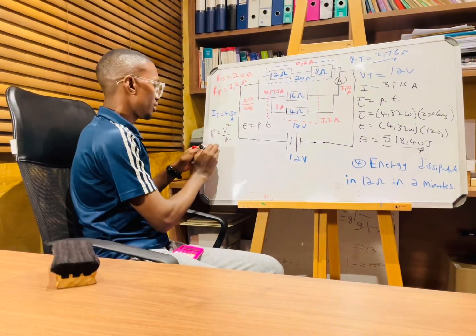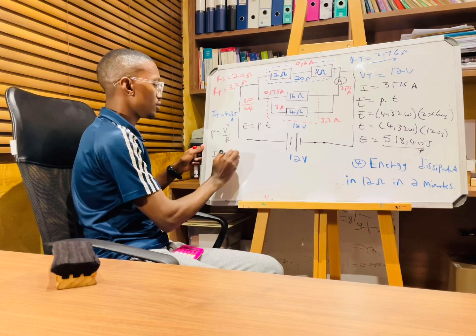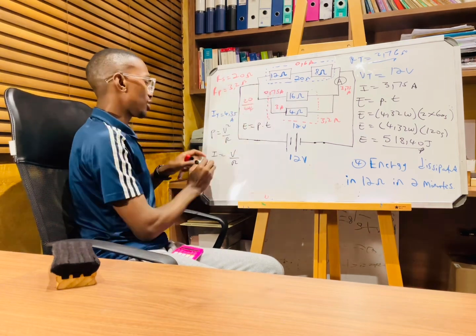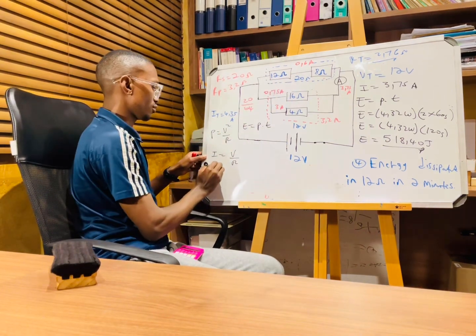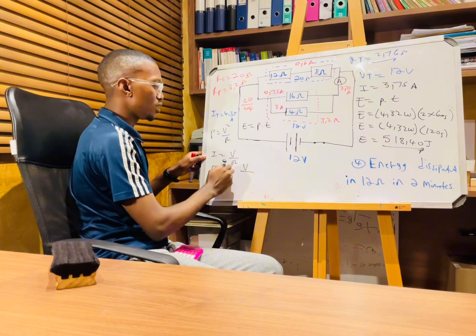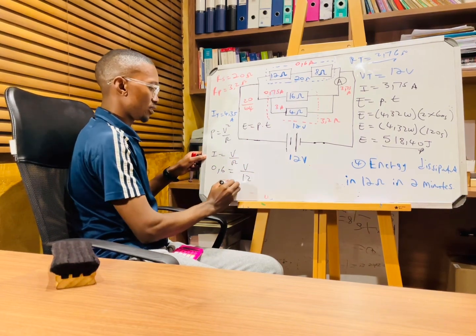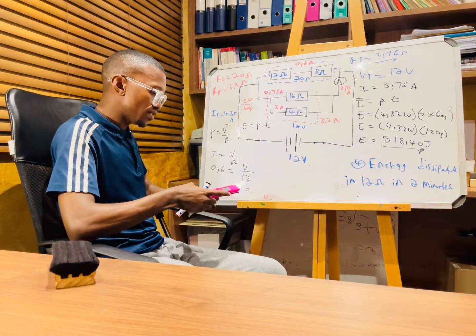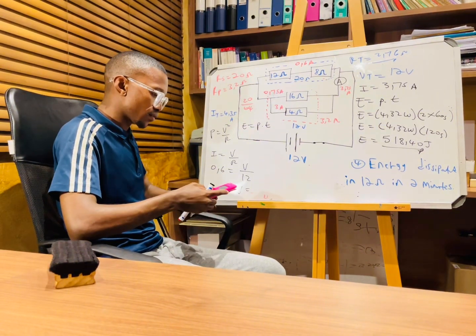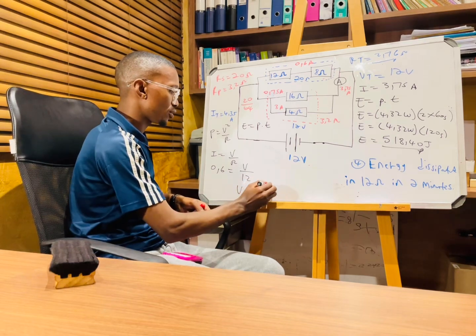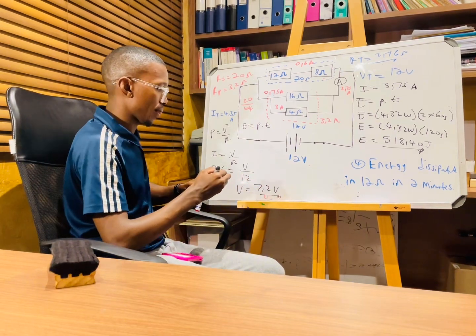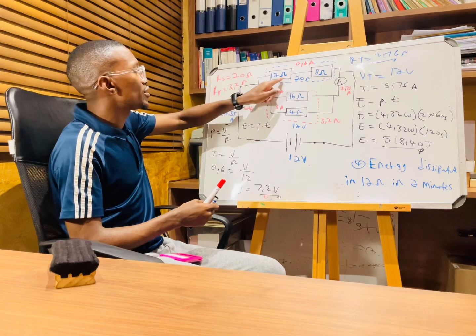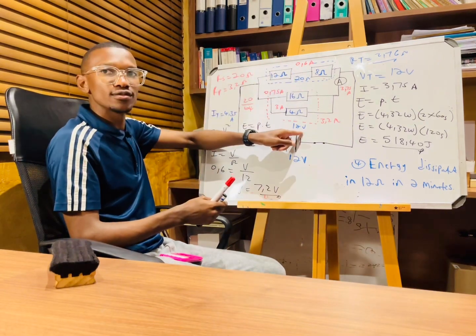I'm going to say I equals V over R. Now I is 0.6, V I don't know, my R is 12 ohm. Then what is my V? 0.6 times 12 is 7.2. So 7.2 what? Volts.